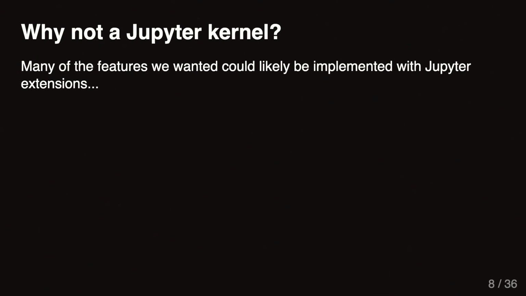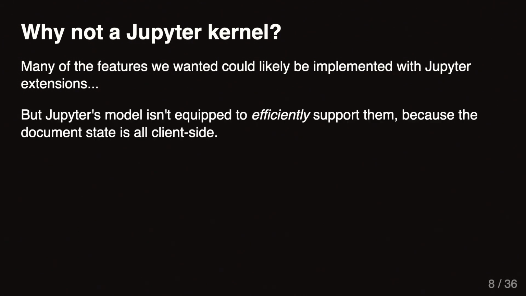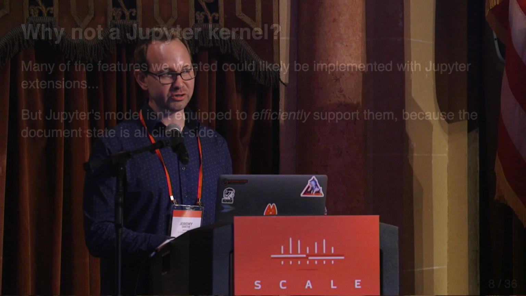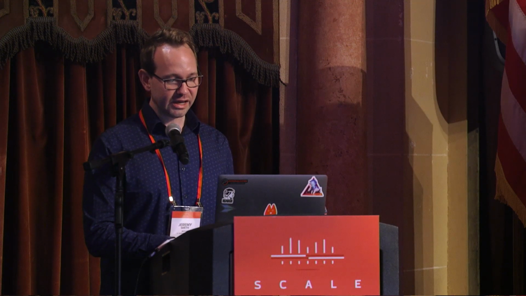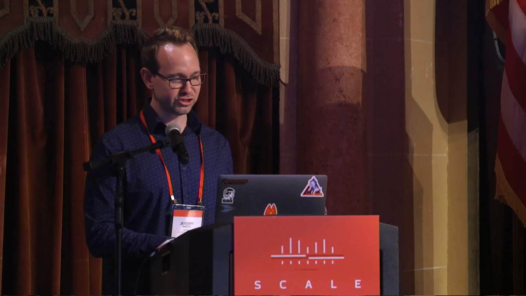So a lot of the features that we wanted to implement and that were important to us, it's possible they could have been implemented as a Jupyter extension, but Jupyter's model isn't really equipped to efficiently support some of these features that we wanted. And the reason is the document state in Jupyter is all client-side. So any edits you've made to your notebook exist only in your browser until you hit save. And that's limiting and causes some various issues with the experience.